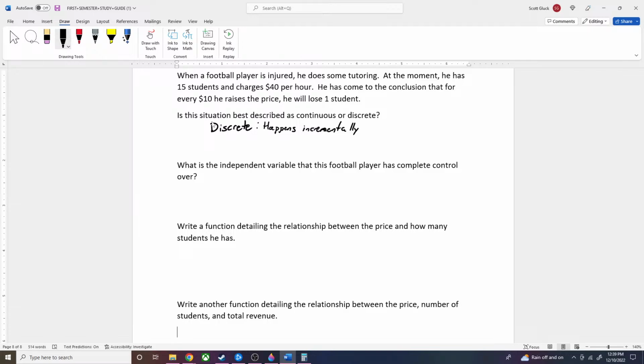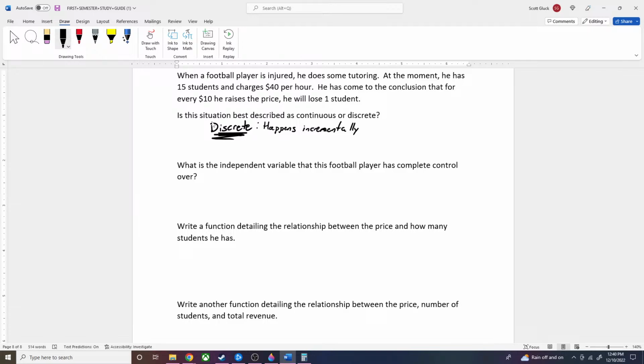So what happens in that instance? Well, we don't know. We don't know what the breaking point was for that student who's going to leave after he raises the price $10. We don't know if that breaking point is $1 or if it's $5 or what. So we can't say with any degree of certainty that he would lose that student or not. But we can say once he's raised it by $10, he'll definitely lose that student. Therefore, this function logically is best described as a discrete function.